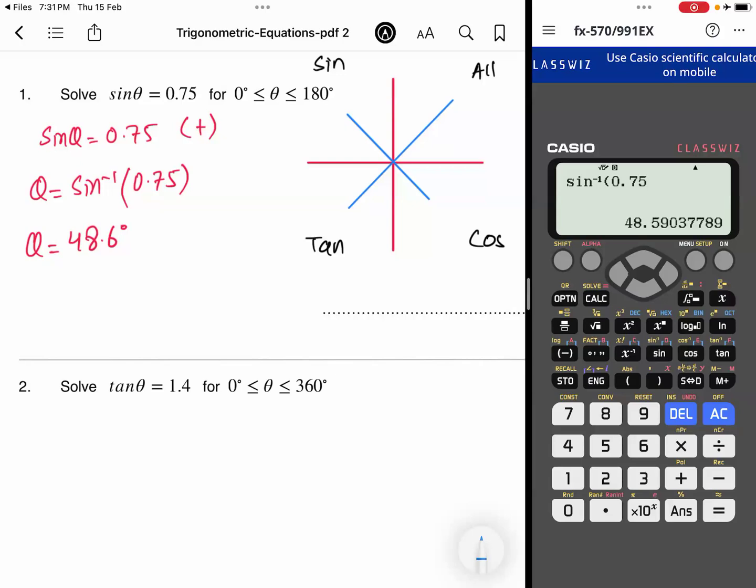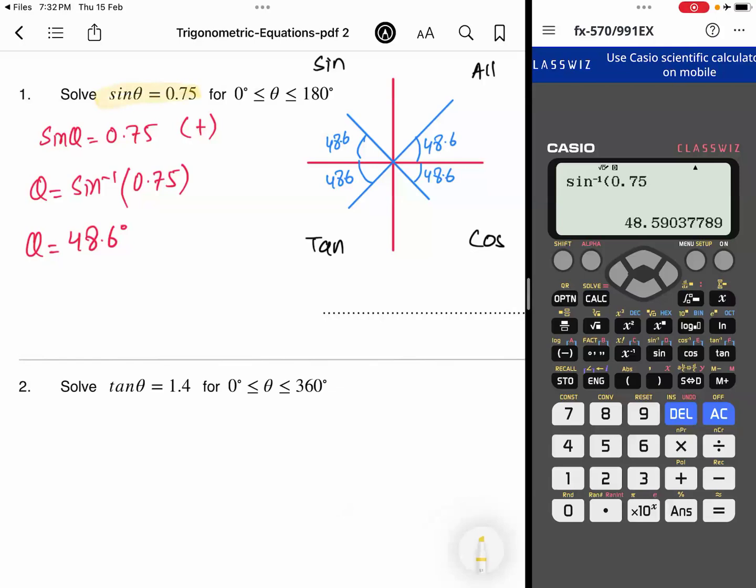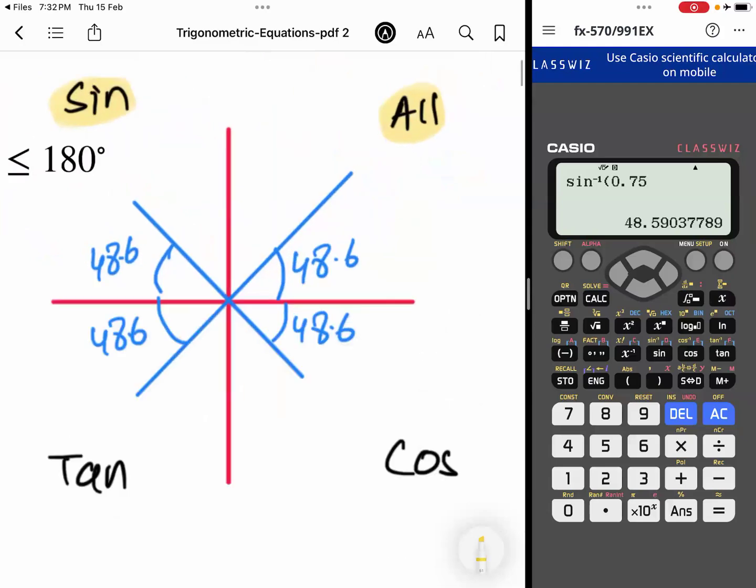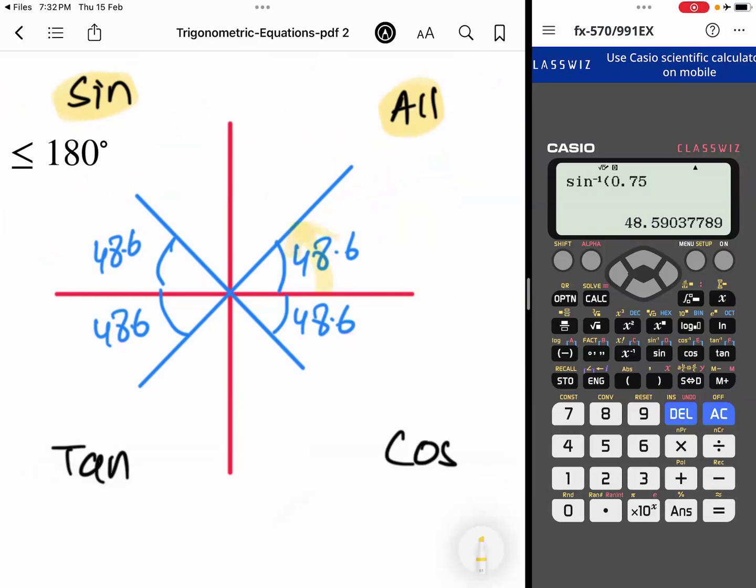Now, whatever angle you got with the x-axis, 48.6, beta, they say that sine theta is positive here. Yes or no? 0.75 is a positive value. Do you agree with me or not? Yes, sir. Okay. So sine is positive in the first quadrant and in the second quadrant. Do you agree with me? Beta, in the first quadrant, I got one answer already, which is 48.6. Agree or not?